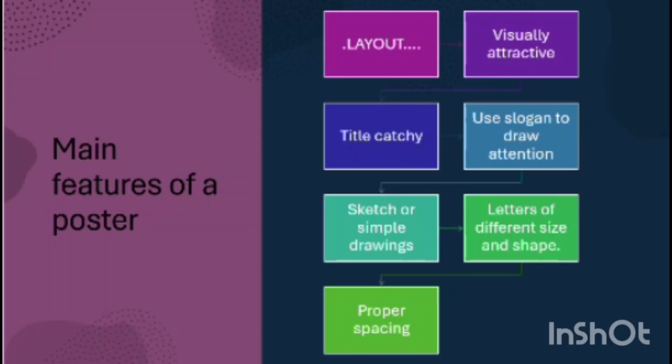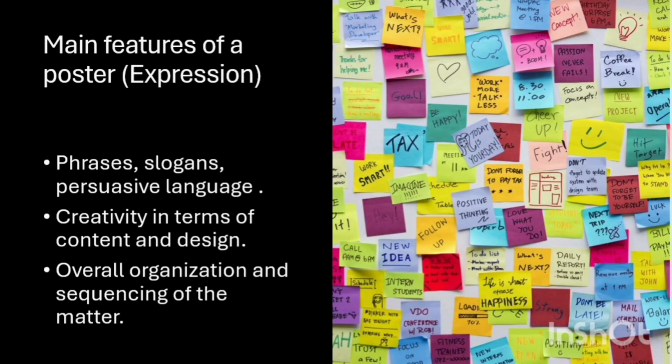Okay. So again, we can discuss another set of features that we should take care of when we are preparing a poster, in case of expression. Okay, so phrases, slogan, persuasive language. So you have to take care of all these things. And the second one is creativity in terms of content and design. Then overall organization and sequencing of the matter. So these are the points that you should take care of, especially when you are drafting a poster. Okay, so expression wise also you have to take care, as well as in case of layout also you have to take care. Okay.